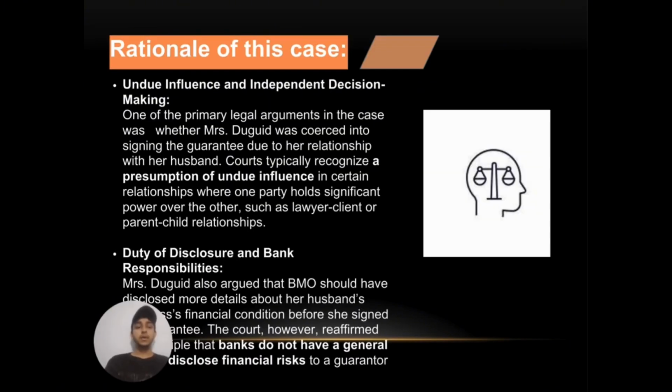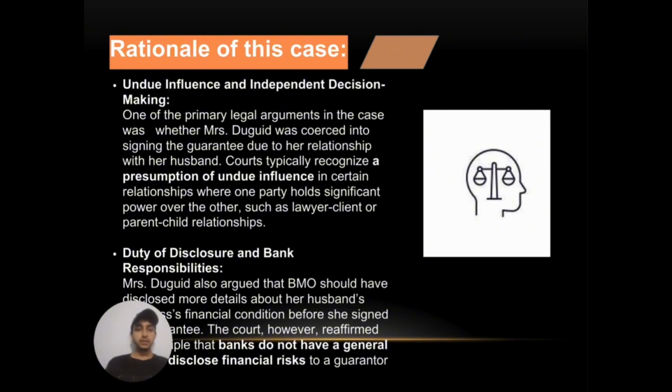Hi there, now I'm going to talk about the rationale of this case: undue influence and independent decision making. One of the primary legal arguments in the case was whether Mrs. Duguid was coerced into signing the guarantee due to her relationship with her husband. Courts typically recognize a presumption of undue influence in certain relationships, where one party holds significant power over the other, such as lawyer-client or parent-child relationships.